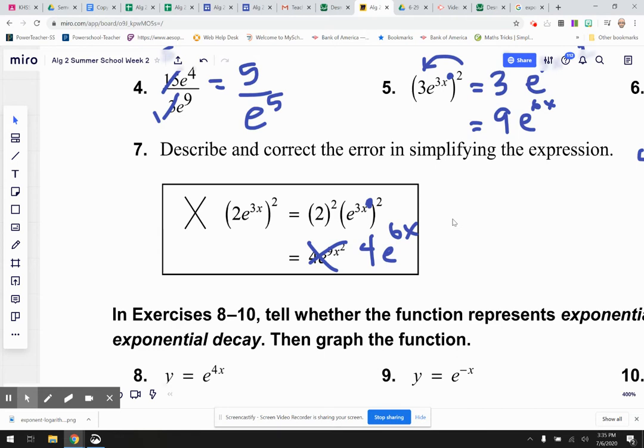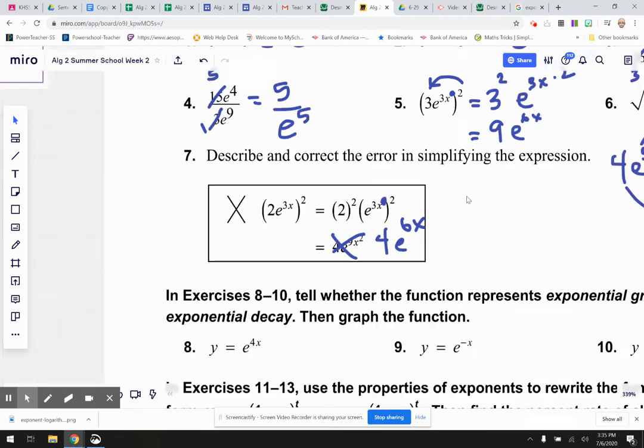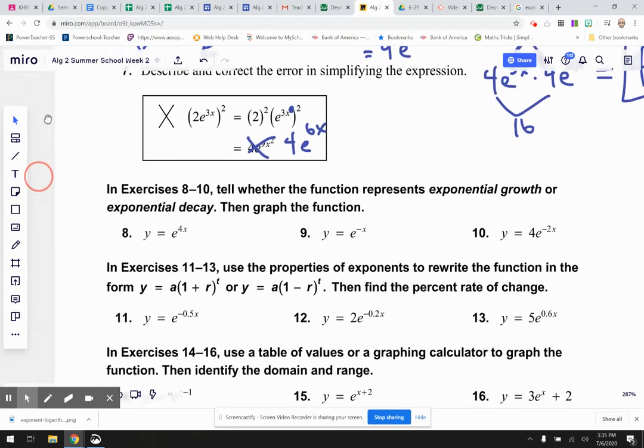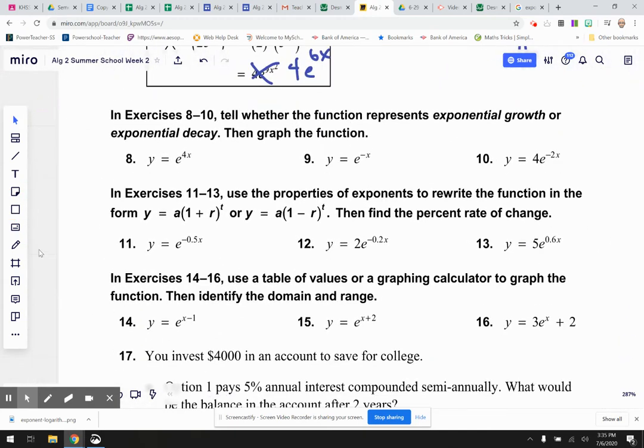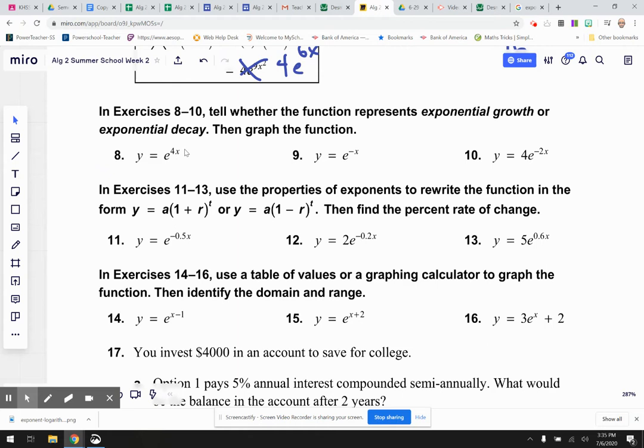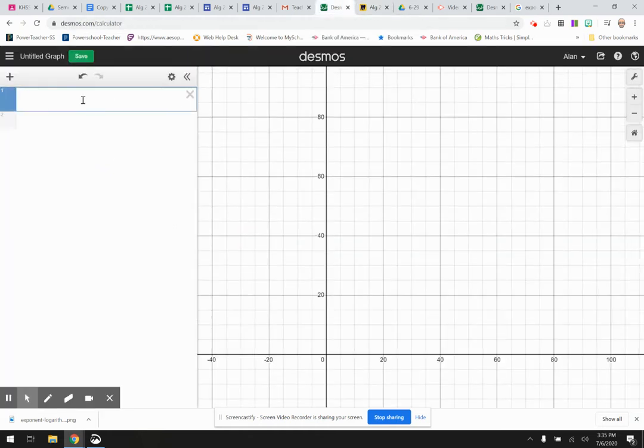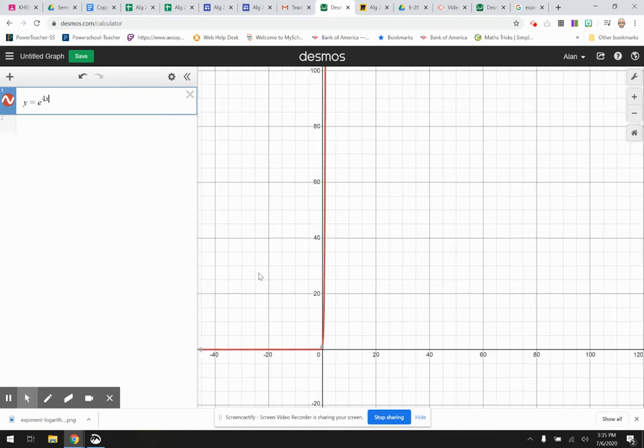All right, numbers 8, 9, and 10. Just asking us to tell whether it's growth or decay. Now I want to graph these. I just want to put them on Desmos for you so you can see them. So we want to put y equals 4e to the 6x. E, little up caret is above the 6, and then little 4x exponent. And you can see your graph here now.